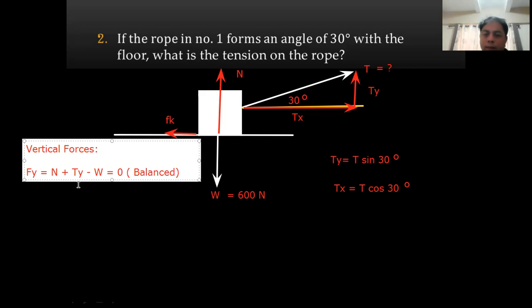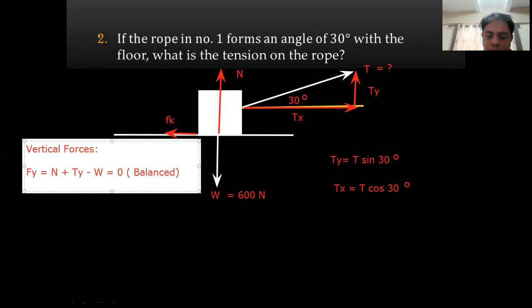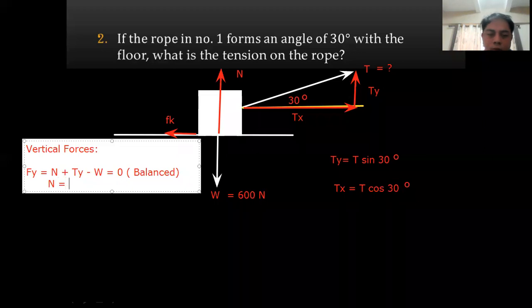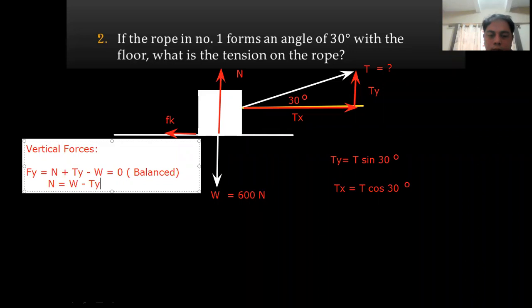Now, the main thing that we would want to find here is N. So if you find the value of N, we will see that N will be equivalent to W minus T sub y. And if we substitute that, our N value is actually equivalent to 600, which is the weight, minus T sub y, which is T sine of 30 degrees.